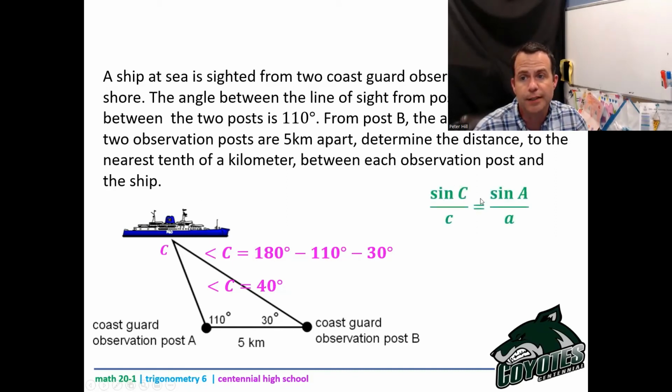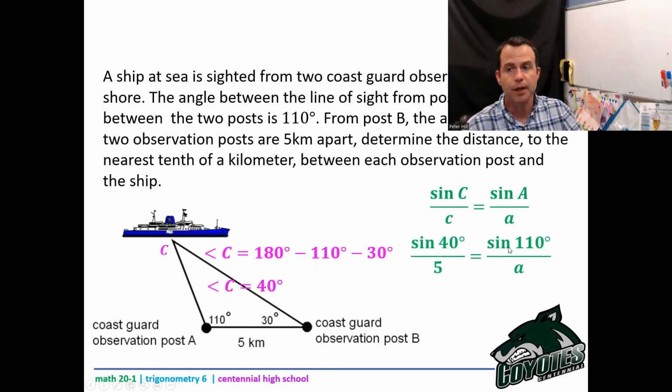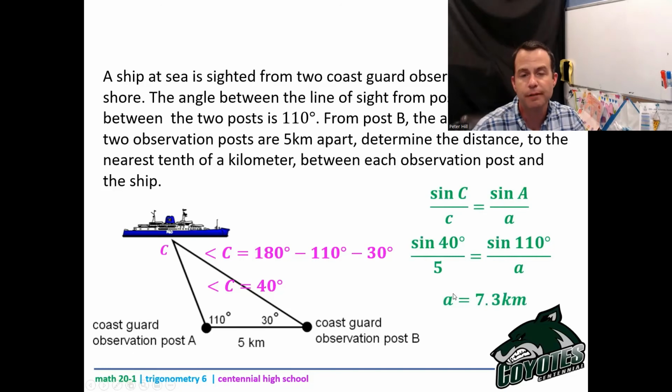Sine C over C equals sine A over A. That's sine of 40 degrees over 5 equals sine 110 over A. I'm going to go sine 110 times 5 divided by sine of 40 and get 7.3 kilometers for A. That's the side opposite the 110, which would be this one right here.